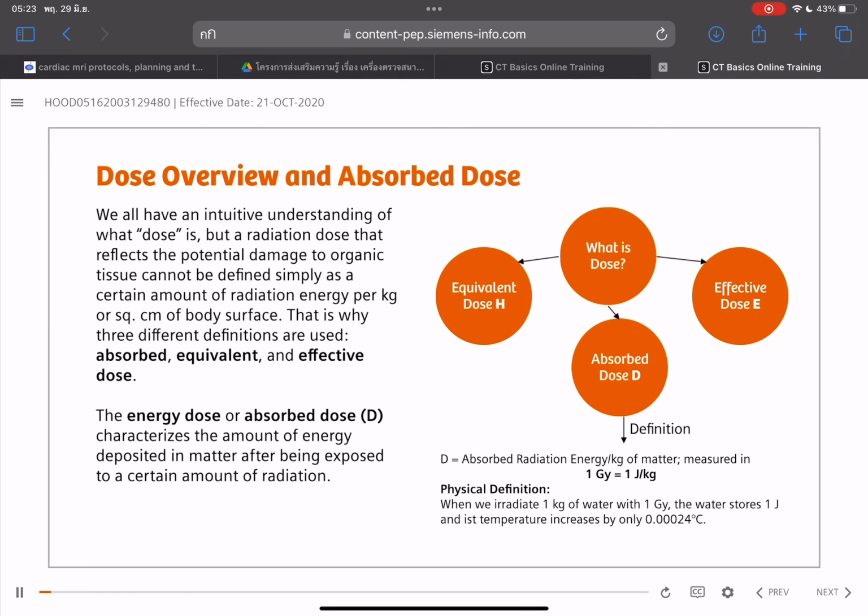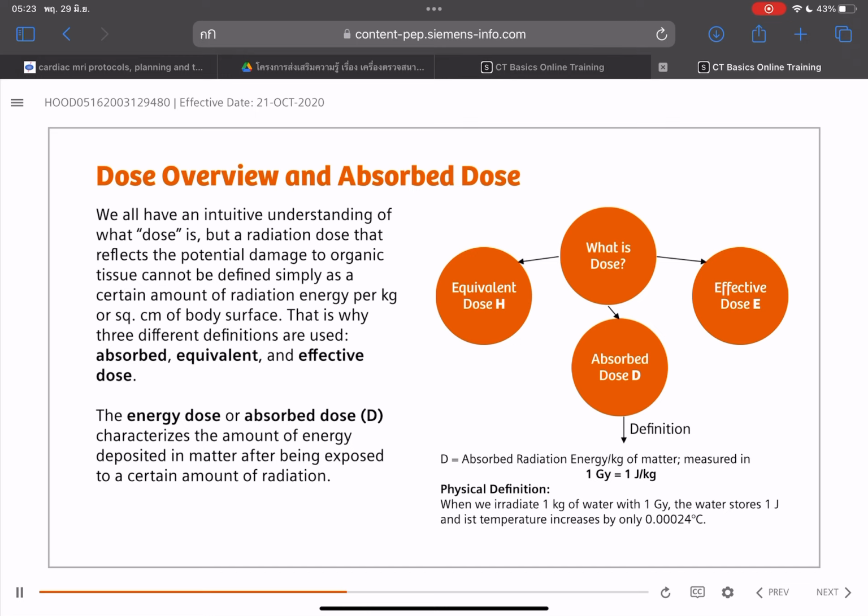We all have an intuitive understanding of what dose is, but a radiation dose that reflects the potential damage to organic tissue cannot be defined simply as a certain amount of radiation energy per kilogram or square centimeter of body surface. That is why 3 different definitions are used: absorbed, equivalent, and effective dose.